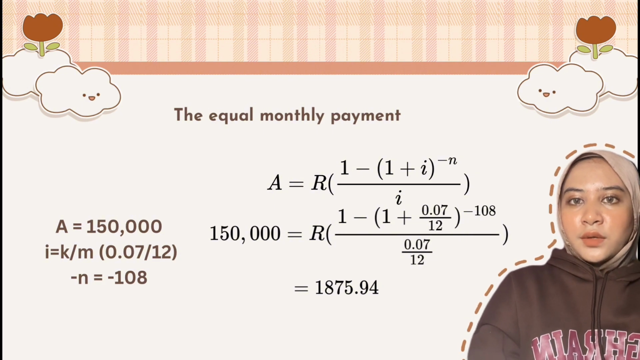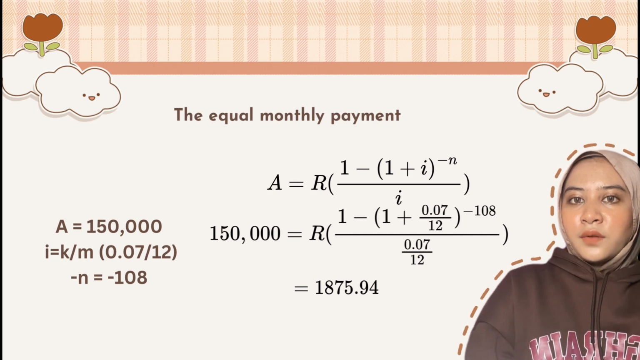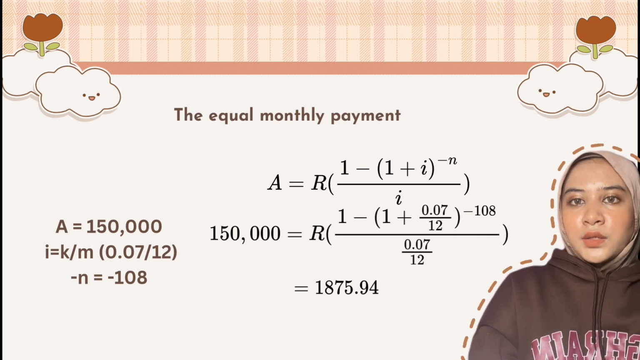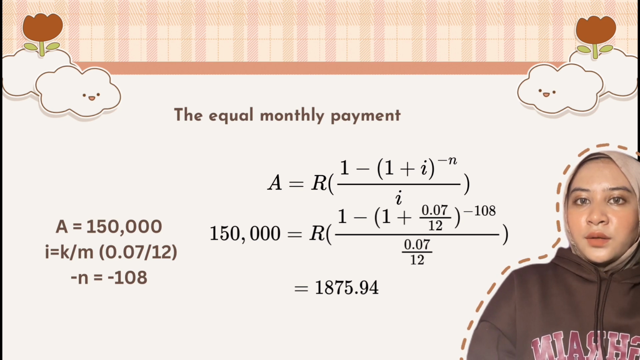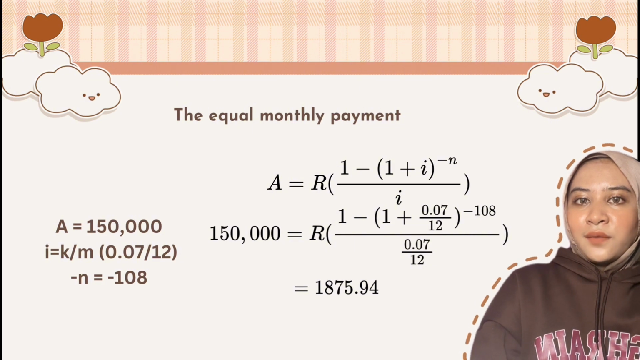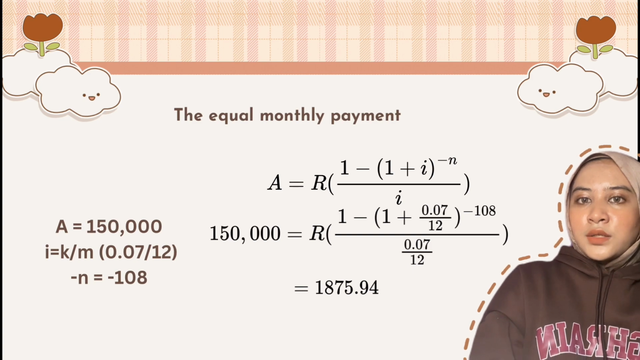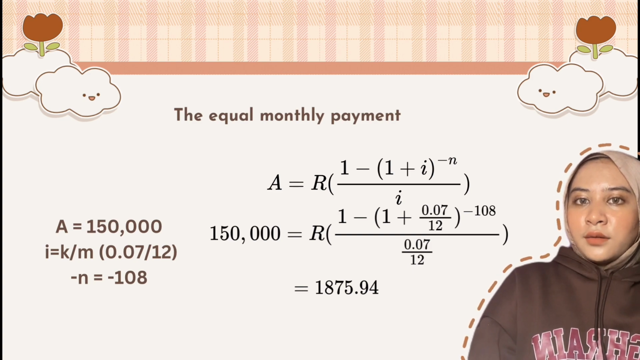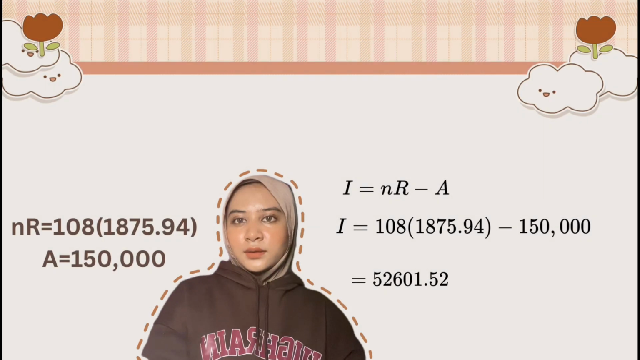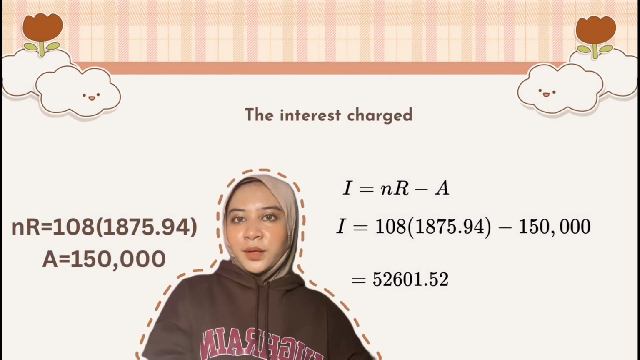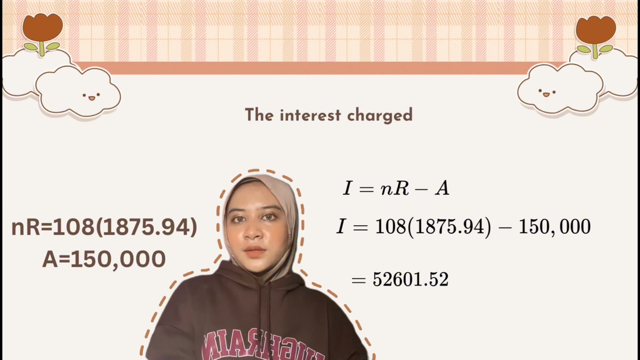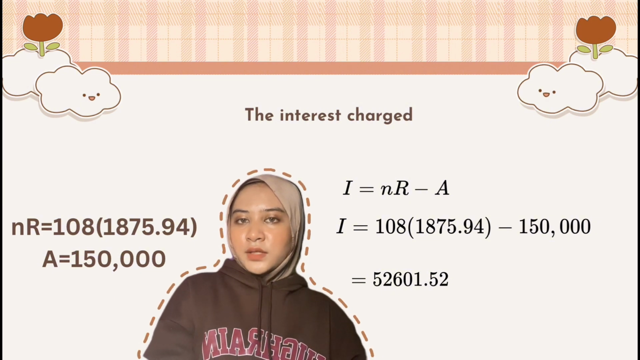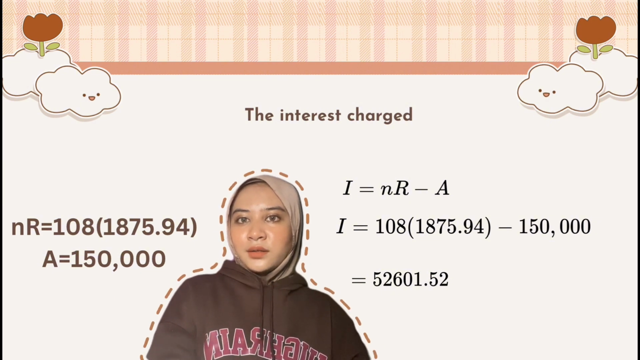The formula for this question is A equals R in bracket 1 minus (1 plus i) to the power of negative n, per i. So, 150,000 equals R in bracket 1 minus (1 plus 0.07 per 12) to the power of negative 108, per 0.07 per 12. So, the answer is 1,875.94. And nR, which refers to the total payment, is 108 in bracket 1,875.94. A equals 150,000.